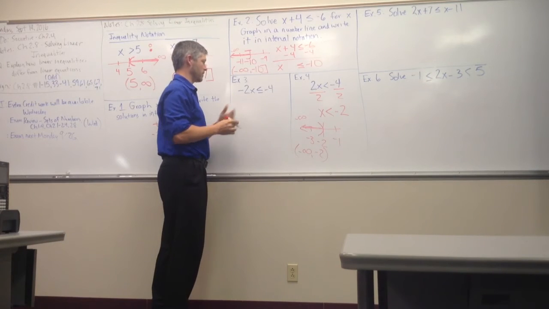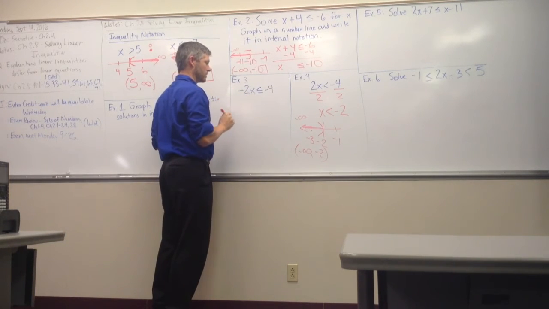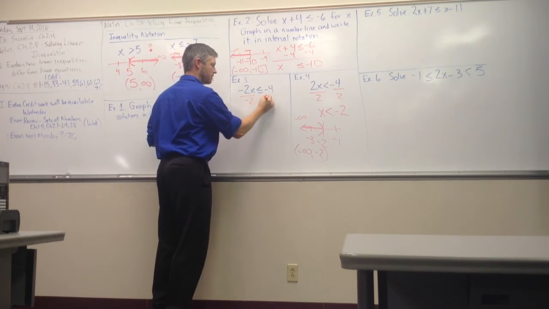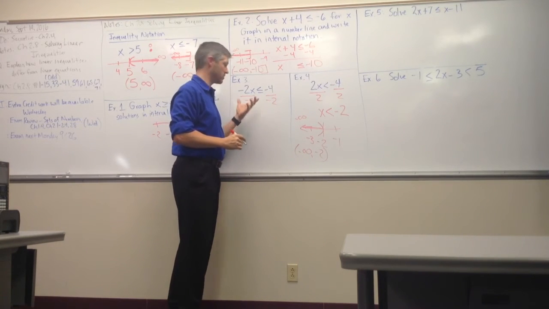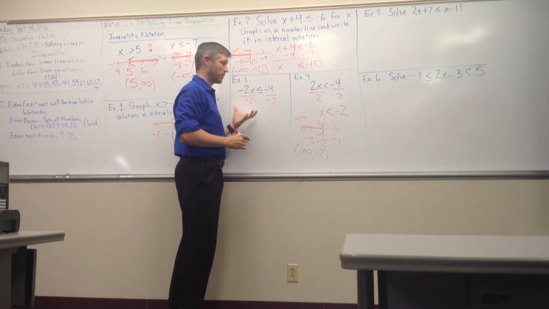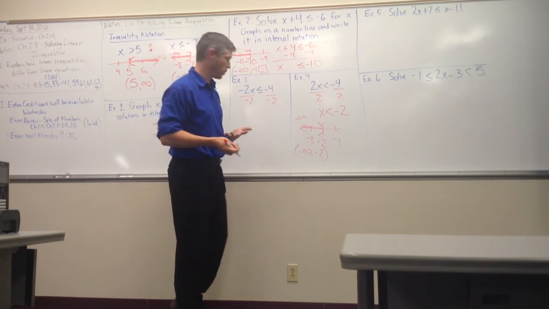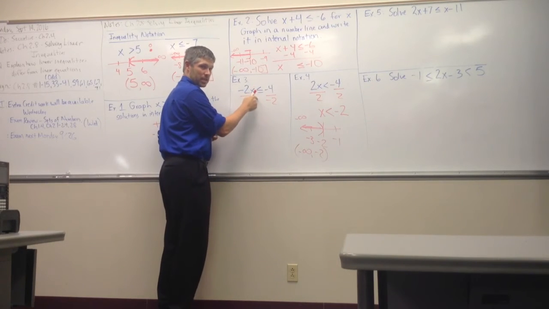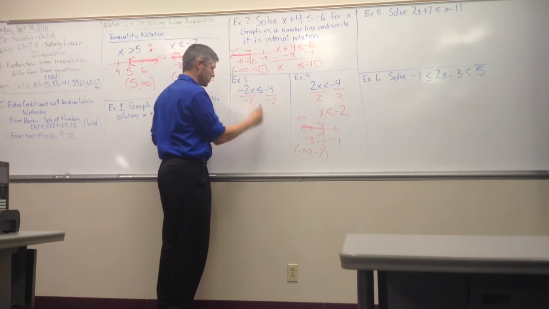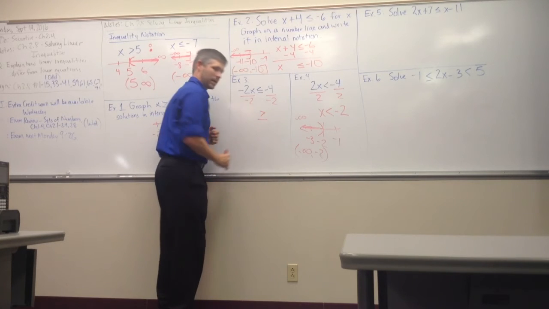All right, so example 3. -2x less than or equal to -4. Divide by -2. Now, one of the special rules is when you divide by a negative, which you probably learned back in Algebra 1, if you divide an inequality by a negative, it flips the inequality sign. So instead of being less than or equal to, this one's going to be greater than or equal to.